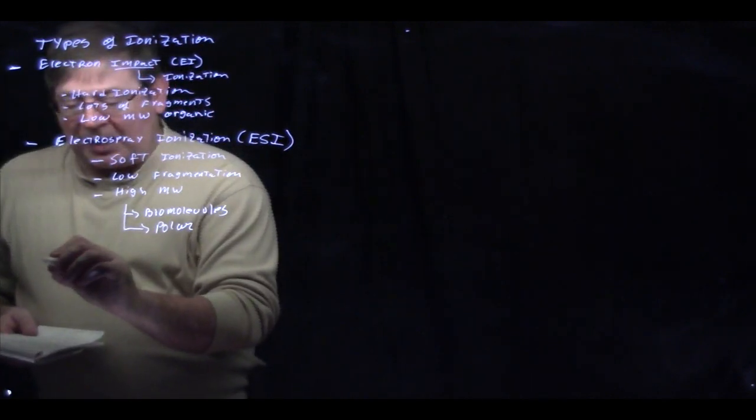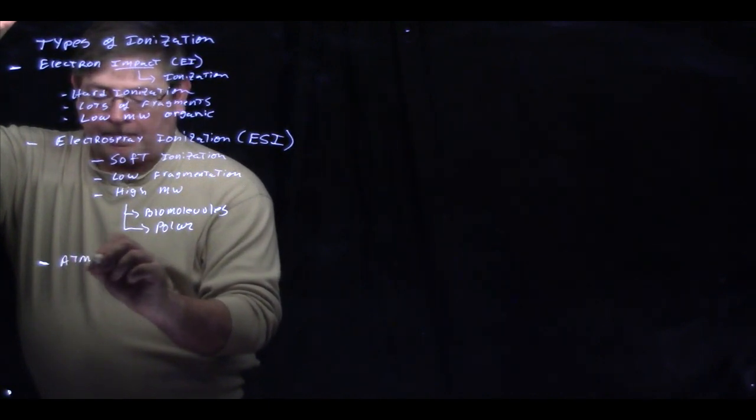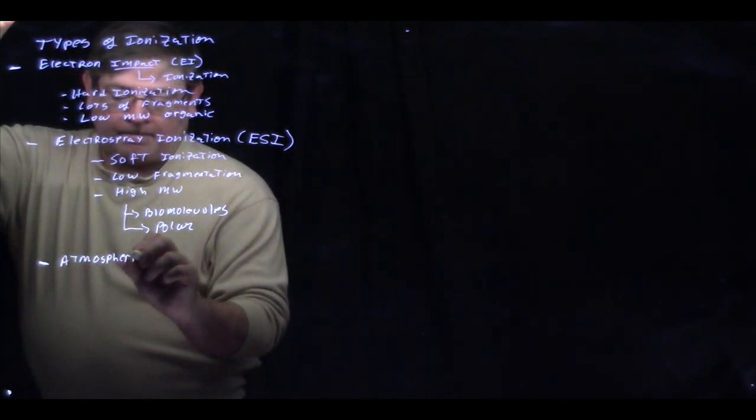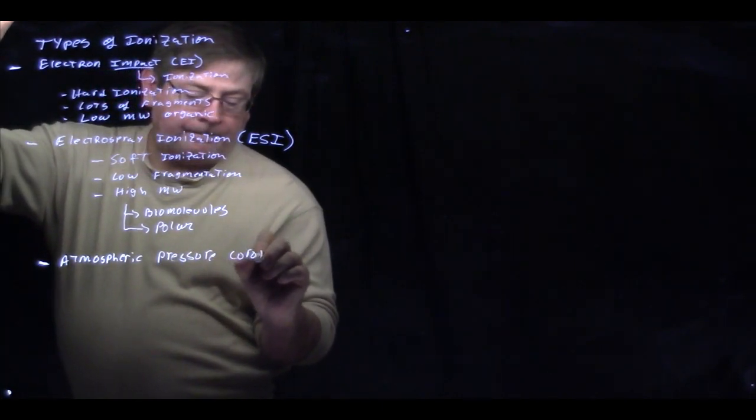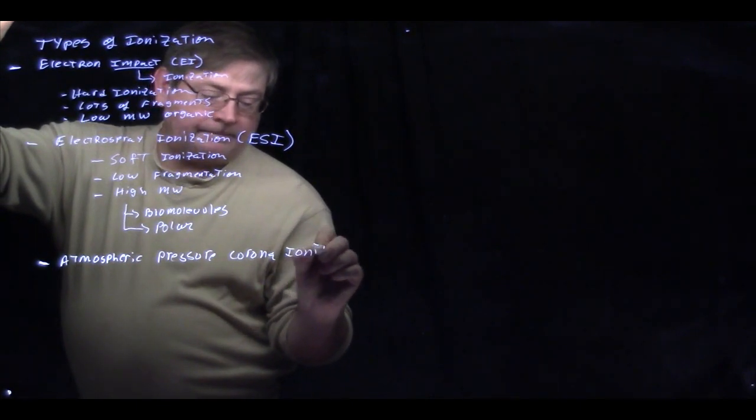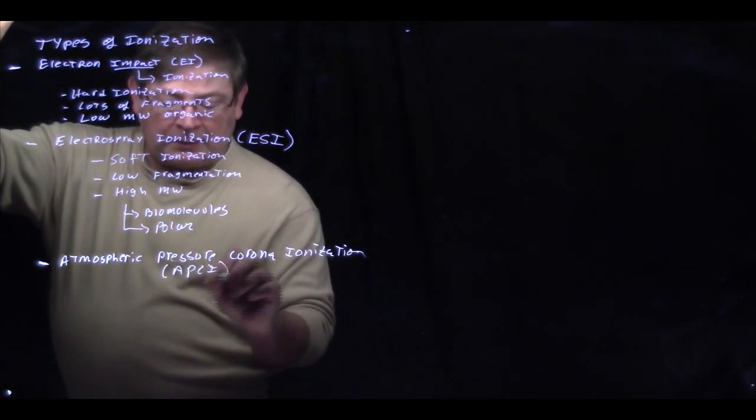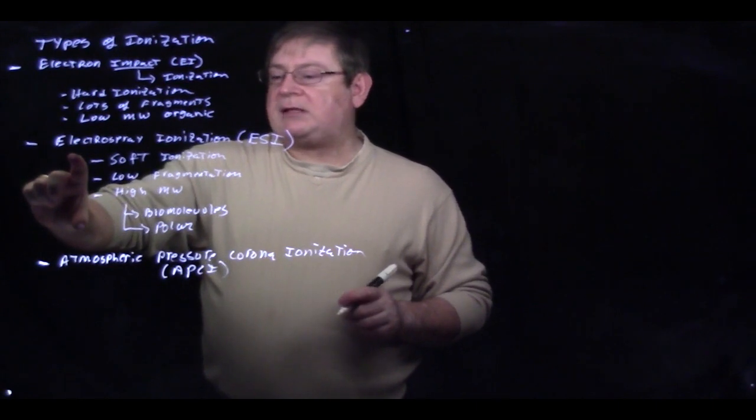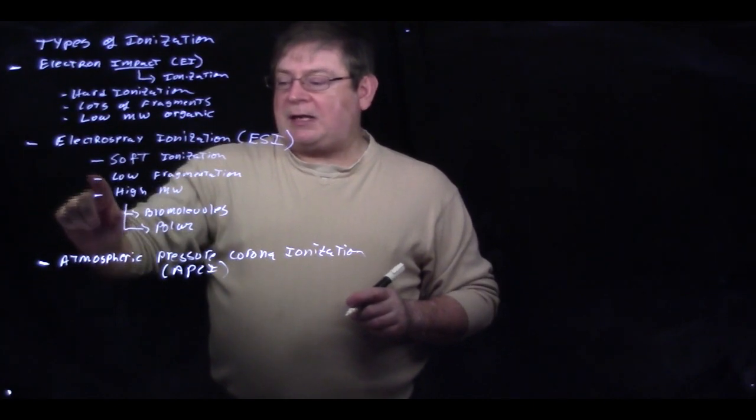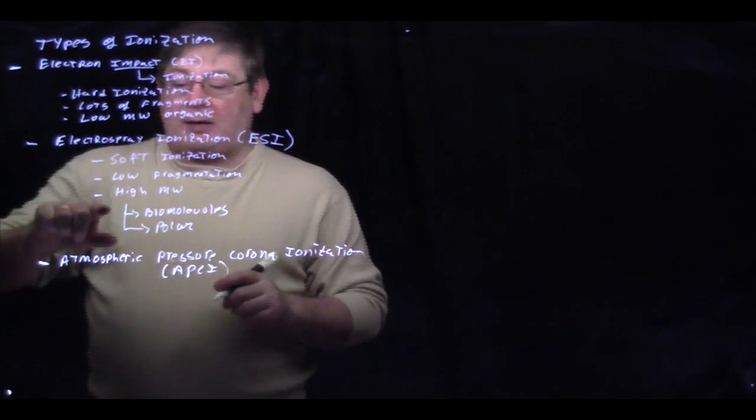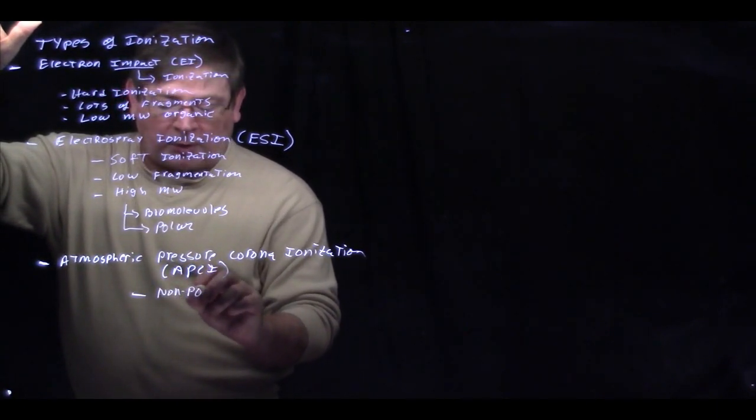The other technique that we have access to that uses the same instrument is called atmospheric pressure corona ionization, or APCI. And it is essentially the same thing as electrospray in terms of these things. It's a soft ionization technique, typically gives low fragmentation, can be used on high molecular weight molecules, but it is typically used for non-polar, so things that are more non-polar.